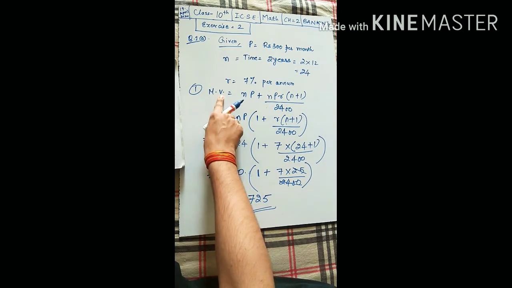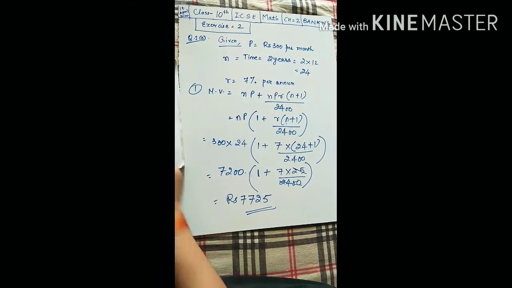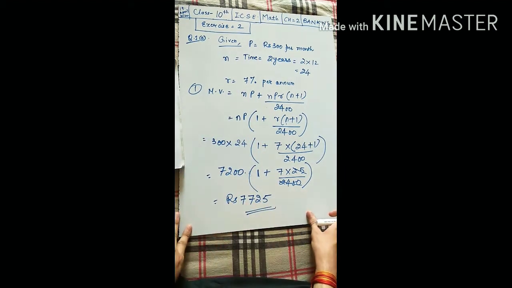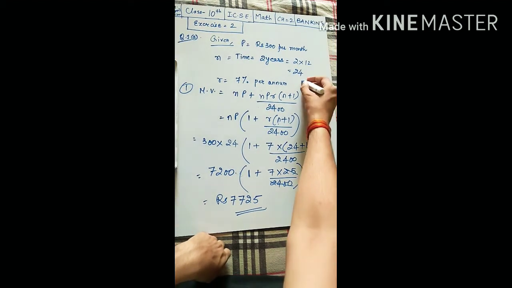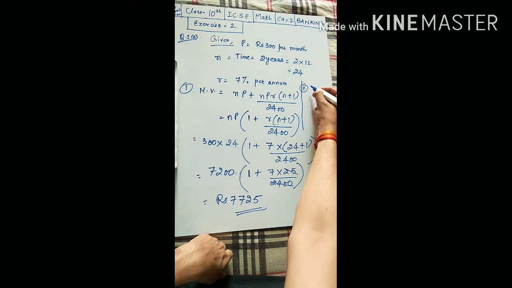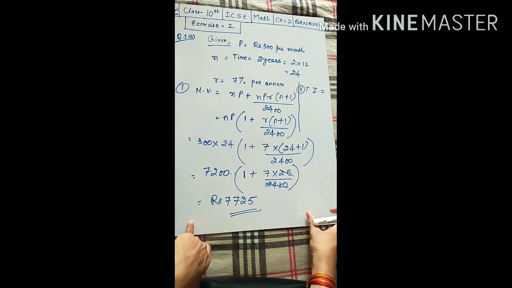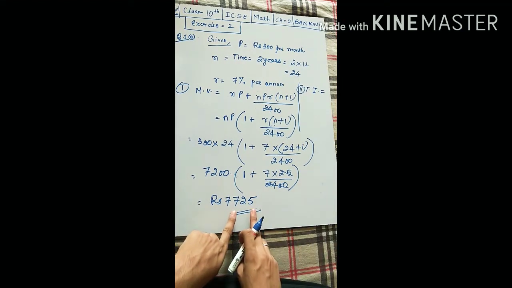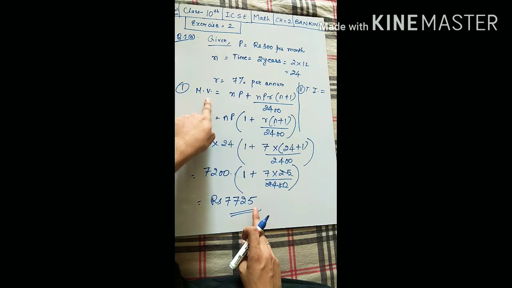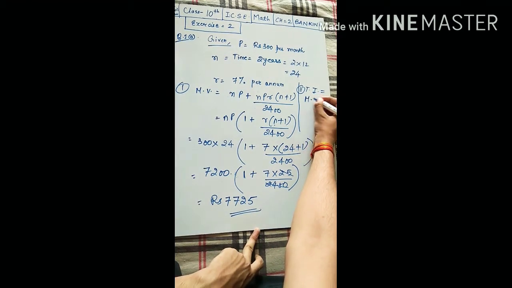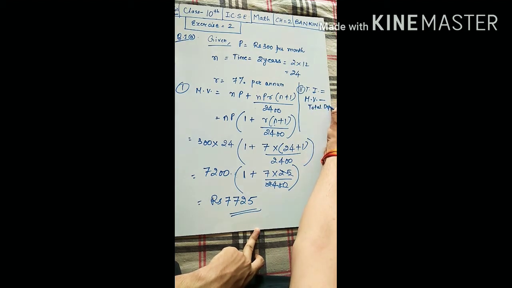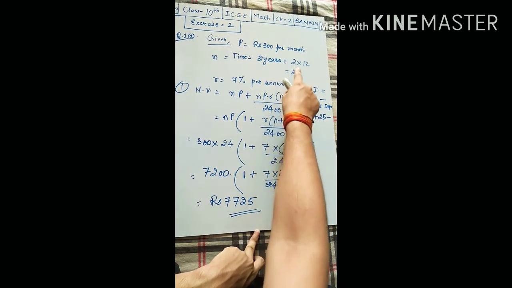All right, now what is the second question? The second question is, we have to find the total interest. Okay, how will we find the total interest? Total interest we can find by subtracting, that is, maturity value minus the total deposit. Okay, maturity value minus total deposit. So maturity value is 7,725 minus how much deposited.